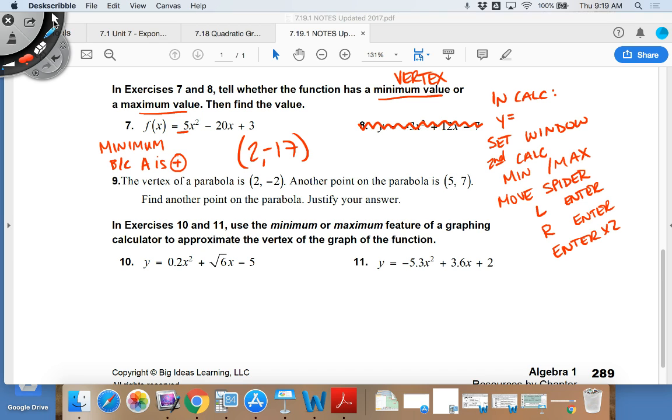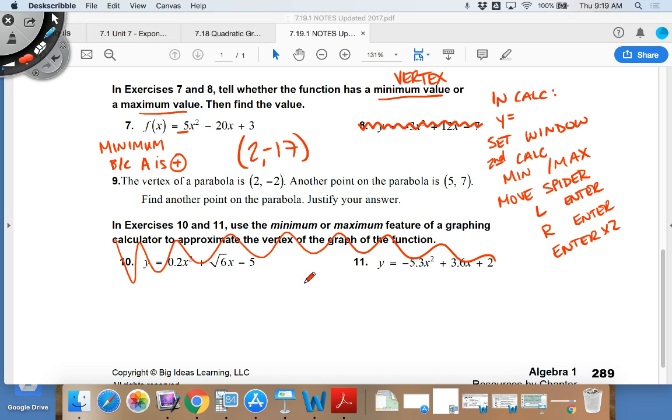The vertex of a parabola is, so this is number 9. We're not going to do 10 and 11 just for time's sake, okay? So we'll look at number 9. The vertex of a parabola is 2, negative 2. Another point on the parabola is 5, 7. Find another point and justify it.